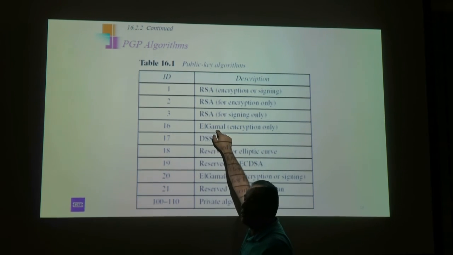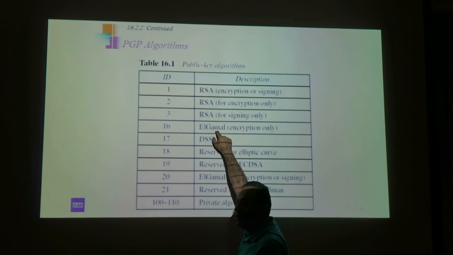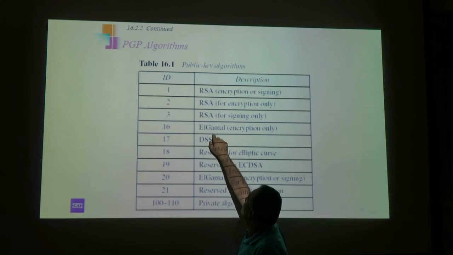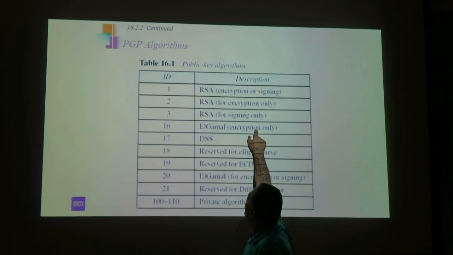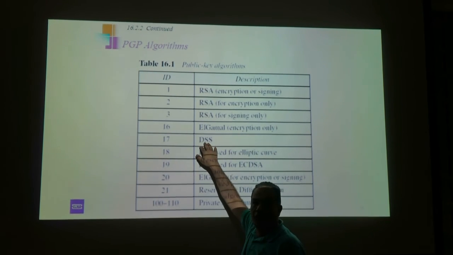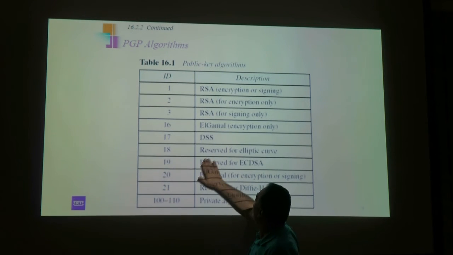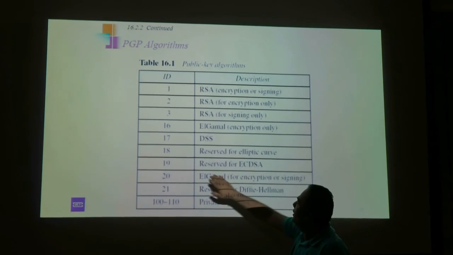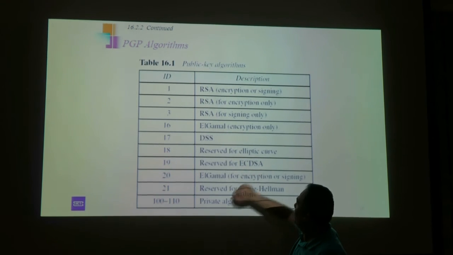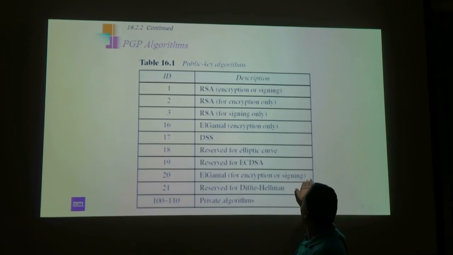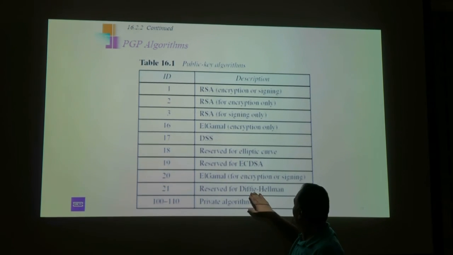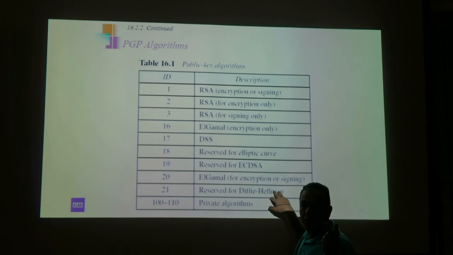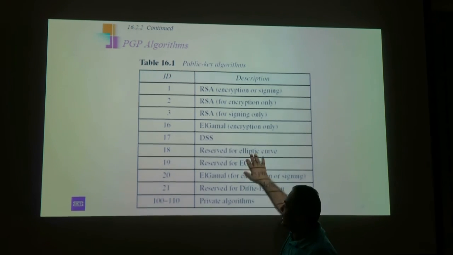ElGamal, what is ElGamal? Is it symmetric or asymmetric? Asymmetric. You did the homework, guys? So what do we use it for? Encryption. Okay, DSS is symmetric or asymmetric? Asymmetric too. Elliptic curve is asymmetric. ElGamal is for encryption and signature. And Diffie-Hellman, is it symmetric or asymmetric? Two keys, right? It's asymmetric. So all of these are asymmetric.